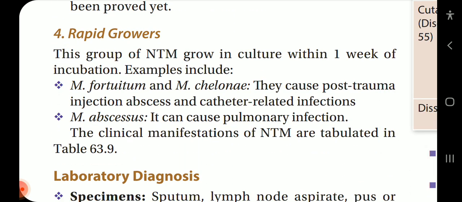Lastly, the rapid growers, the group of NTM that grow in culture within 1 week of incubation. Examples include M. fortuitum and M. chelonae. They cause post-trauma and post-injection abscesses, and catheter-related infections. M. abscessus can cause pulmonary infection.